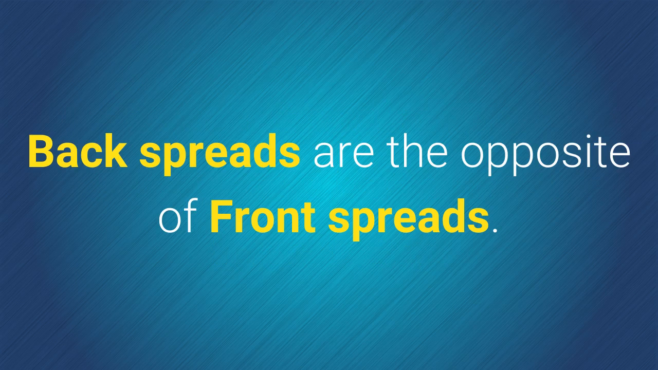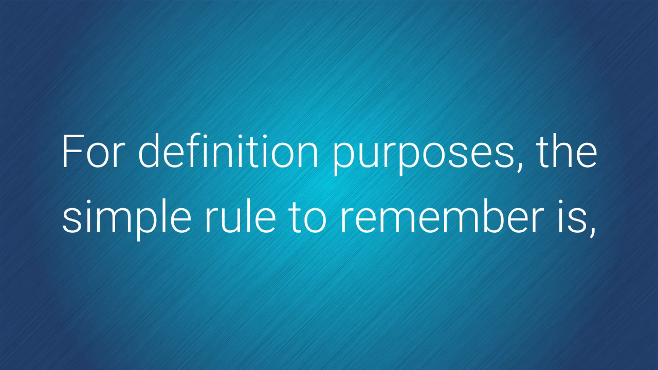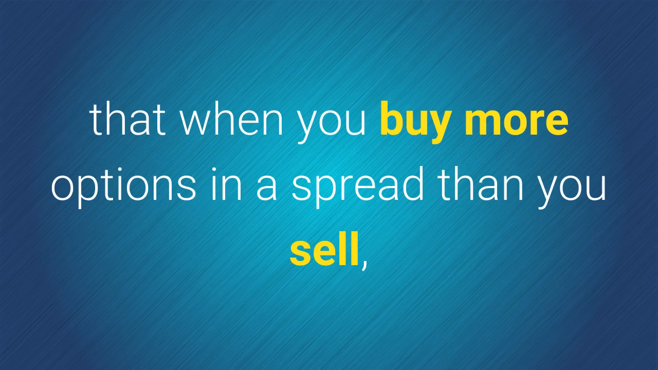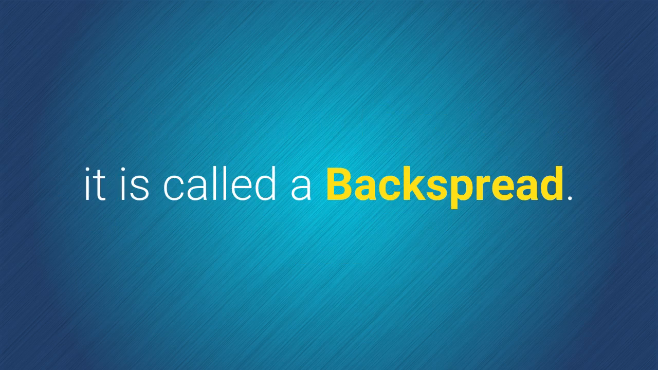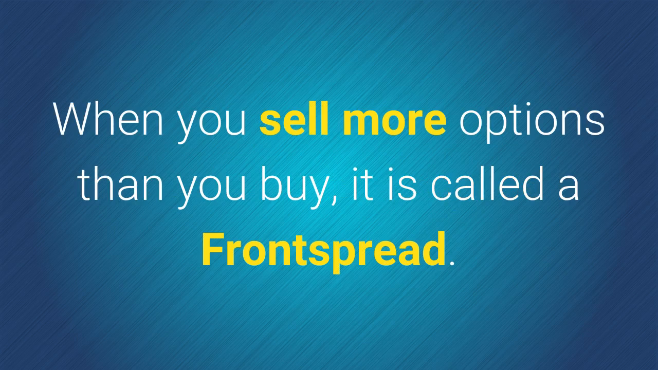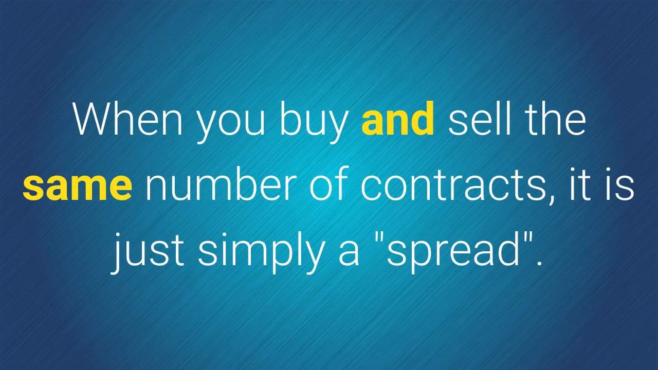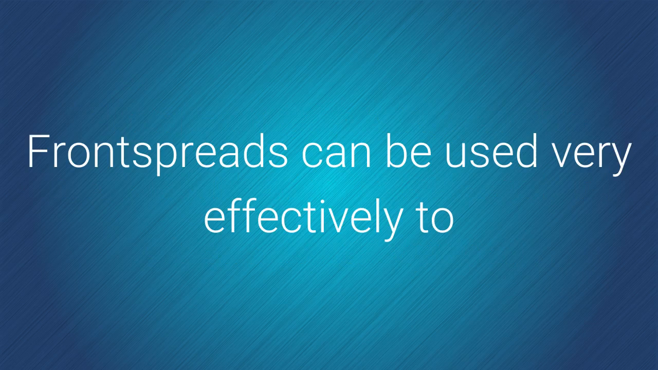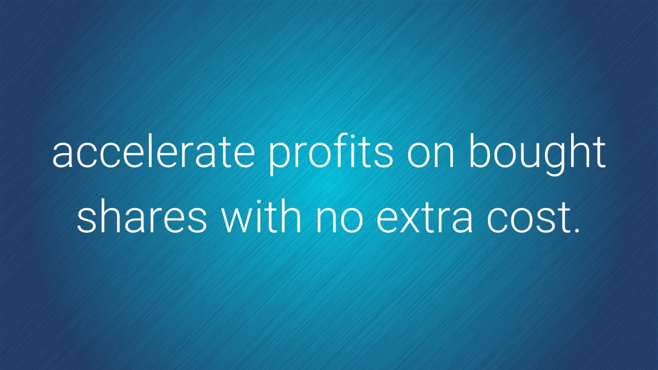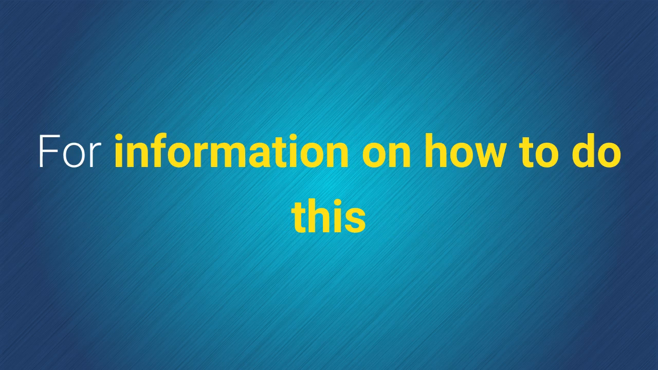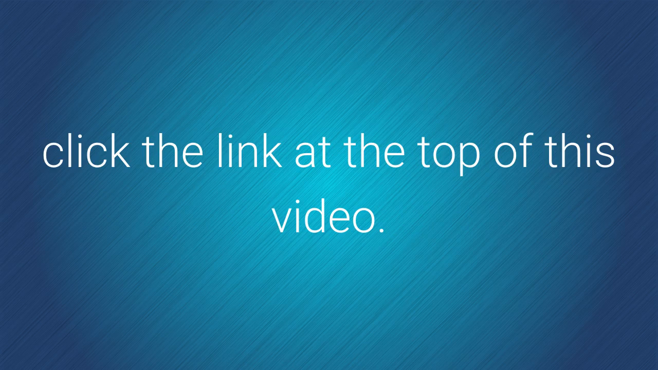Backspreads are the opposite of front spreads. For definition purposes, the simple rule to remember is that when you buy more options in a spread than you sell, it is called a backspread. When you sell more options than you buy, it is called a front spread. When you buy and sell the same number of contracts, it is just simply a spread. Front spreads can be used very effectively to accelerate profits on bought shares with no extra cost. For information on how to do this, click the link at the top of this video.